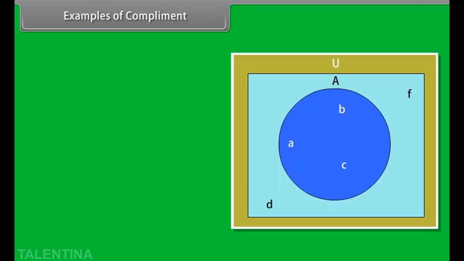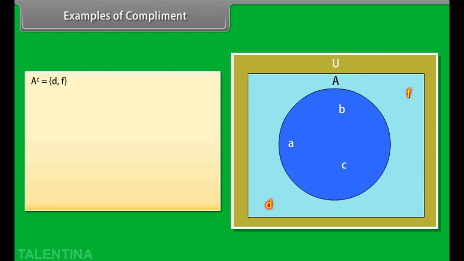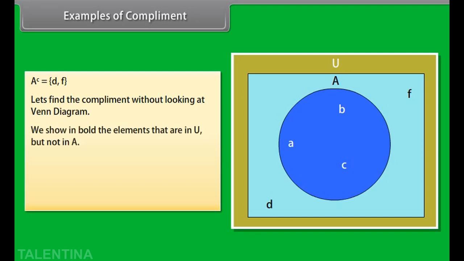Examples of complement. Take a close look at the figure. D and F are in U, but they are not in A. Therefore, complement of A is equal to {D, F}. Let's find the complement without looking at the Venn diagram. We show in bold the elements that are in U but not in A. A = {A, B, C}. U = {A, B, C, D, F}. So, complement of A is {D, F}.